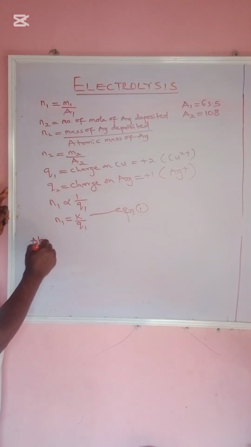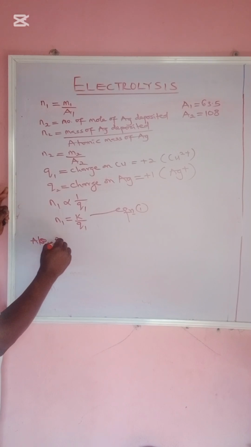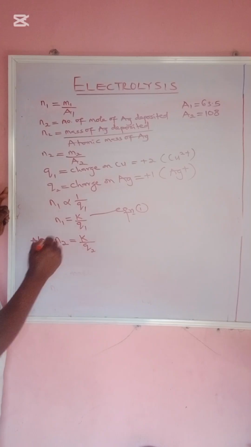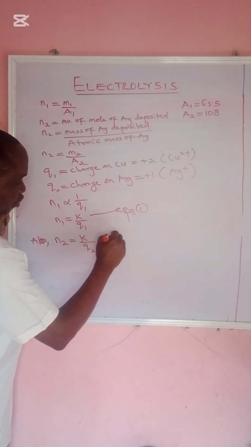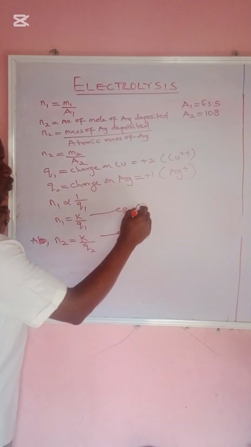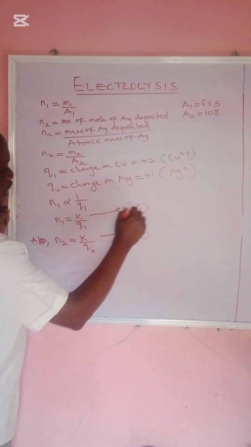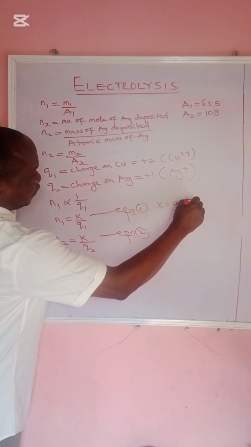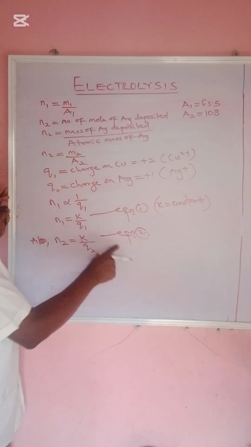Also N2 is equal to K all over Q2, that of silver. So we call it equation 2. Always remember where K is a constant.